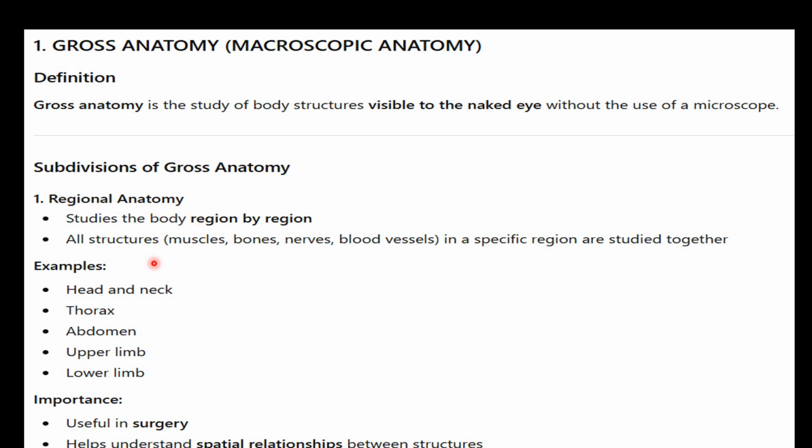Now let's take some examples. First examples are head and neck, thorax, abdomen, upper limb and lower limb.